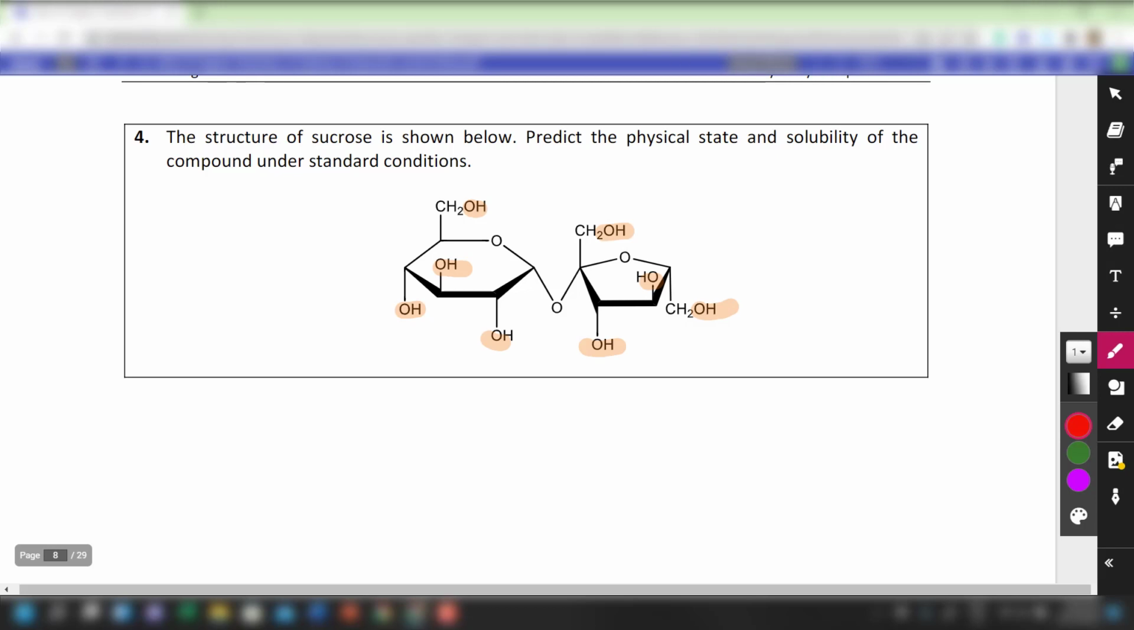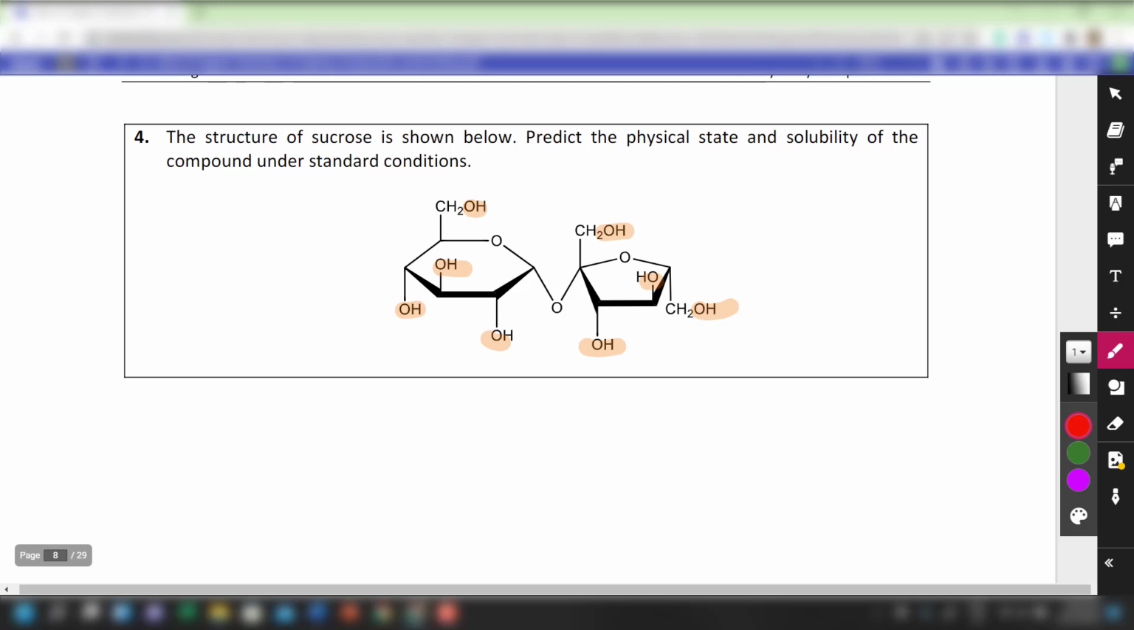Because of that huge electron cloud and huge number of OH, I expect it to be a solid state. And at the same time, am I expecting it to be soluble in water? Yes, I expect it to be very soluble in water because of the huge number of OH groups present. So number one, I expect sucrose to be a solid.